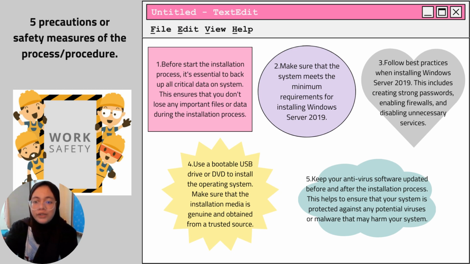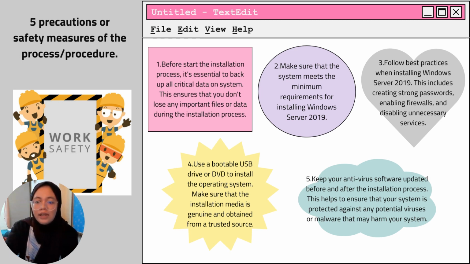Second, make sure that the system meets the minimum requirements for installing Windows Server 2019. Next, follow best practices when installing Windows Server 2019. This includes creating strong passwords, enabling firewalls, and disabling unnecessary services. After that, use a bootable USB drive or DVD to install the operating system. Make sure that the installation media is clean and obtained from a trusted source.